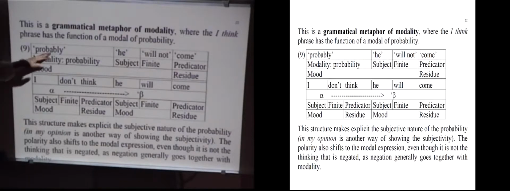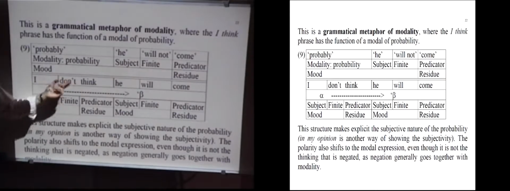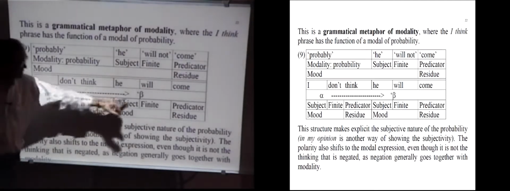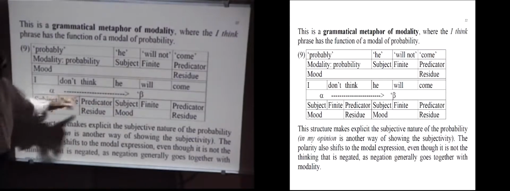So it's like if you would say probably he will not come, but instead you say I don't think he will come, right? Or, originally you could have said I think he will not come, but because actually having the negative here shows that this has become more of a sense of modality than an actual projecting clause. So you could analyze this as a projecting clause, and that's what I've done here.